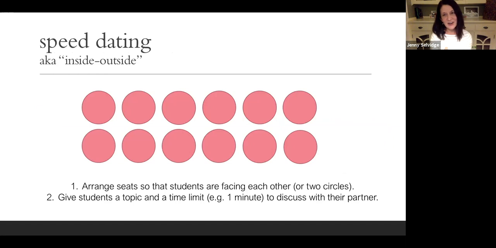If you don't want to call it speed dating with your students, one other name is inside outside. So what you do is you arrange seats so that students are facing each other. Or for inside outside, you have a circle in the middle and a circle on the outside that moves. So you give students a topic and a time limit. If they're really not comfortable speaking, you could start small with 30 seconds or less, whatever you think is a good time limit. They discuss with their partner.